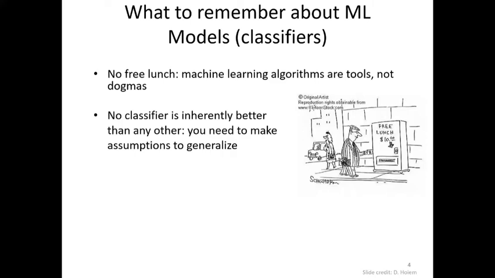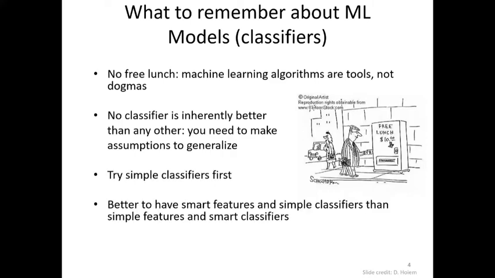So we also explained the concept that no classifier is inherently better than any other. And then we explained in detail why we need to try simple classifiers first. And also we explained the concept of better to have smart features and simple classifiers than simple features and smart classifiers. Because if your features are not relevant to what you want to model, even the best of classifiers will not be able to do any magic for you. However, if you have carefully selected the features that are very relevant to the area you are trying to model, hopefully, even with a very simple classifier, you can solve the problem.